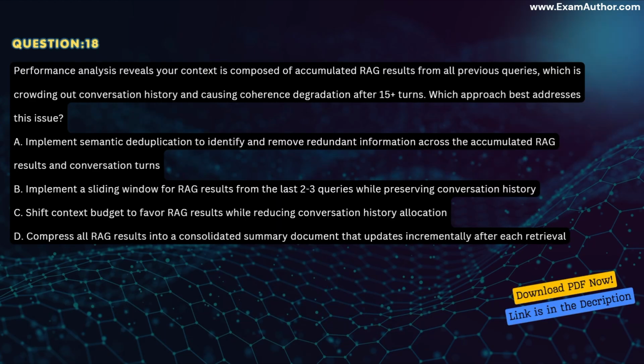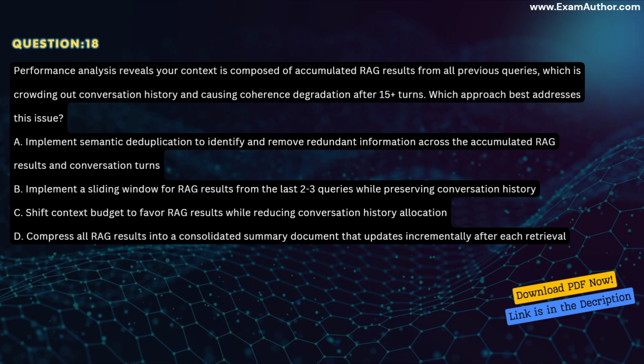Question 18. Performance analysis reveals your context is composed of accumulated RAG results from all previous queries, which is crowding out conversation history and causing coherence degradation after 15+ turns. Which approach best addresses this issue?